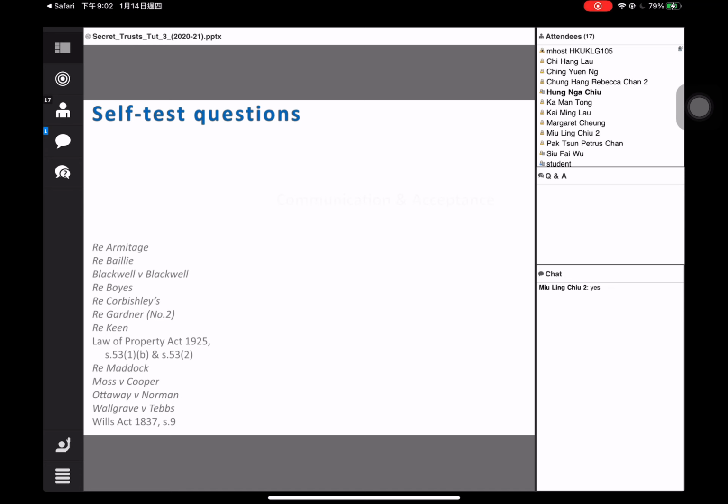Which brings us to the next question, question number 2. What are the distinctions between a fully secret trust and a half-secret trust? The main distinctions, essentially, are with regard to the communication and acceptance. All types of secret trusts require you to show an intention of the testator to create the secret trust, communication of that intention to the secret trustee, and acceptance by the secret trustee. Those are the essential elements of both.